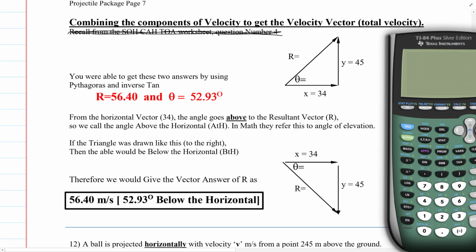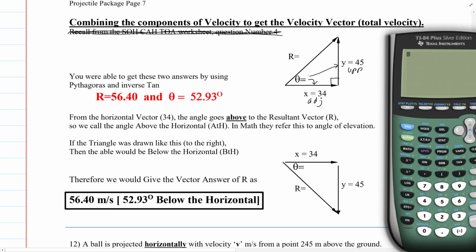Okay, if we have a right angle triangle with its legs being 34 and 45, with those two pieces of information and that it's a right angle triangle, we can get the hypotenuse and the angle. These are the answers, so let's show you how to get that. This angle is what we're concerned about. This will be the adjacent, and this will be the opposite, because it's across.